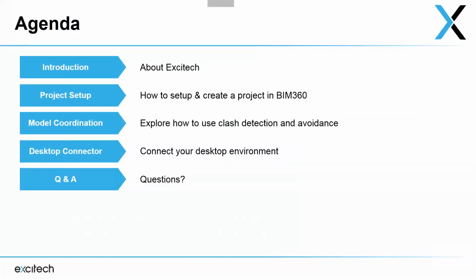360. And then I'm going to upload all my model data to the project in the cloud. As part of that, once everything is uploaded, I'm going to show you the model coordination features within BIM 360 Glue. And this will allow me to look at and explore clash detection and avoidance throughout the building models. As part of that, then I'm also going to explore the desktop connector feature that Autodesk has. And this allows me to connect my Windows desktop environment directly into the BIM 360 Glue platform. Once we explore all the elements of that, we will then go into a Q&A session at the end.